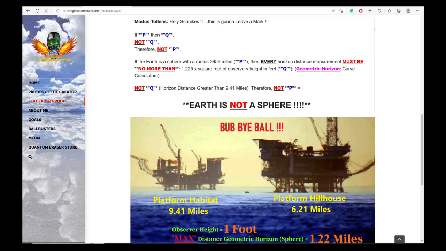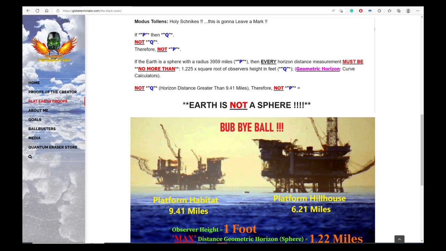He starts with the Modus Tollens statement. If P, then Q, not Q, therefore not P. If the Earth is a sphere with a radius of 3,959 miles, P, then every horizon distance measurement must be no more than 1.225 times the square root of the observer's height in feet, Q.